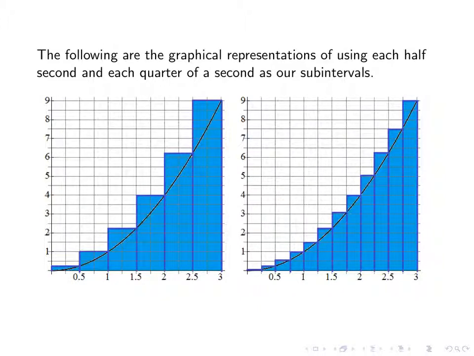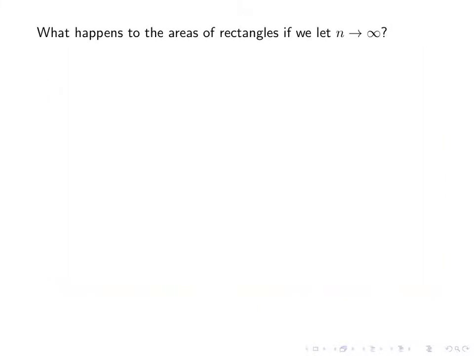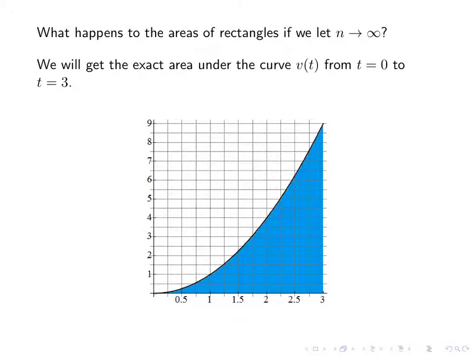If we notice our rectangles, which are our subintervals, the widths of those are getting smaller, and the heights are getting closer and closer to the curve, which was our actual velocity function, t squared. So the question is, what happens if we do the same thing that we did with our summation? What happens as n goes to infinity? As n gets larger and larger, these rectangles are going to get skinnier and skinnier, and the heights of these rectangles are going to get closer and closer to the actual curve, v of t equals t squared. So as we can see, the area of our rectangles actually becomes the exact area under the curve v of t from 0 to 3.